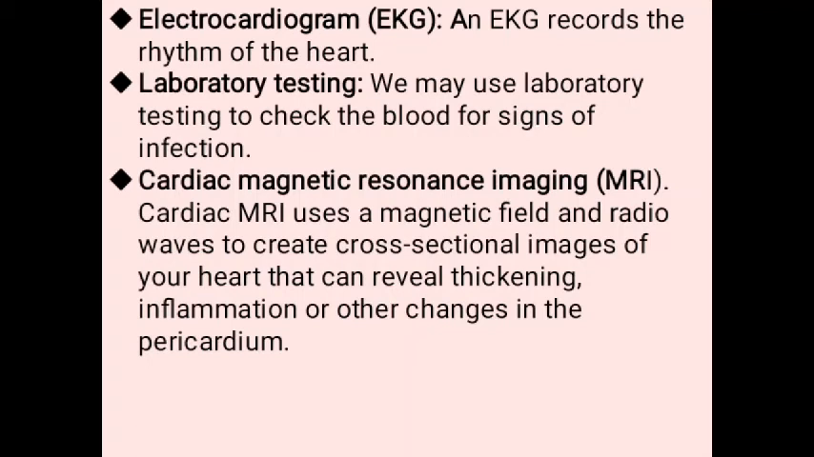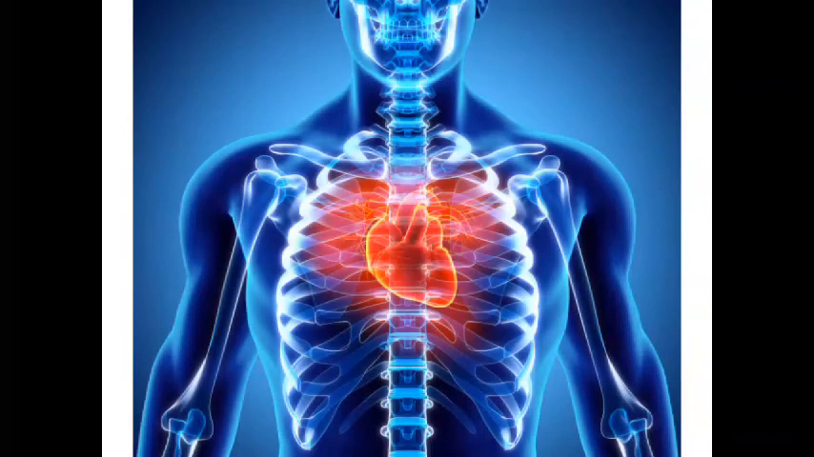Then you can also do laboratory testing, where you're going to do a blood culture. You rule for the presence of microorganisms that can be a sign of a systemic infection. You can also do an MRI, which is a cardiac magnetic resonance imaging, that is going to show cross-section images of the heart, and you'll be able to see the inflamed substances on the heart itself. So by so doing, you'll be able to know that this is what you're dealing with.